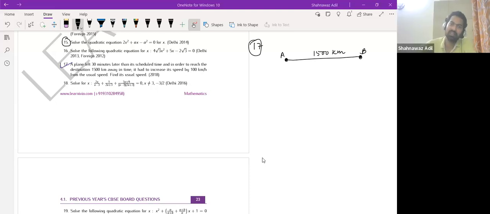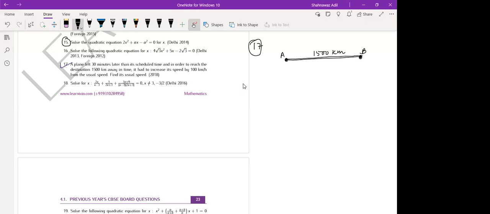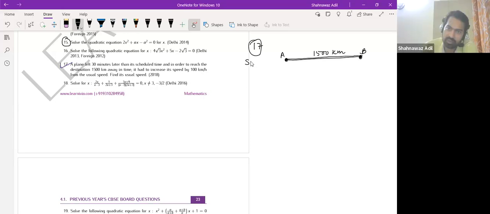So now, what should we assume in these kinds of questions, Abir? The speed as x. Yeah, good. So we assume that speed is x. Okay, so for the first case, we calculate the time.